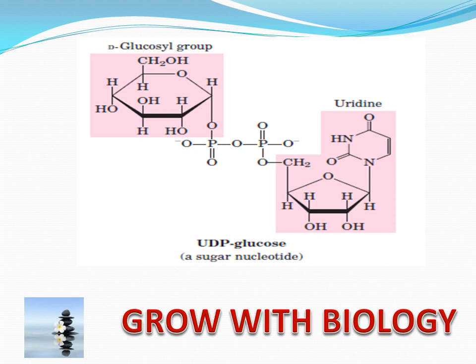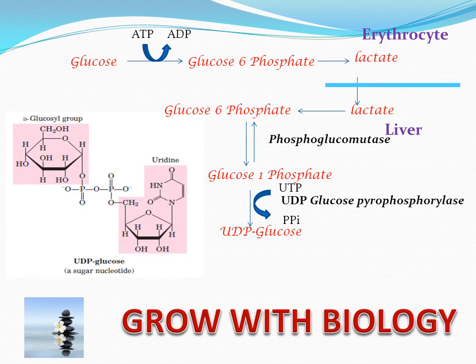So, this is the structure of glucose UDP molecule. It has a glucose molecule joined with uridine, and this uridine and glucose are joined with 2 phosphates. So, it is uridine diphosphate glucose, and this is the substrate for the glycogen synthesis. So, we are synthesizing glycogen, which is a polymer of glucose, and glucose will add in this form, that is UDP glucose.